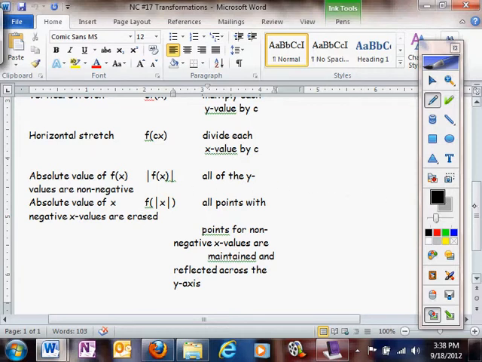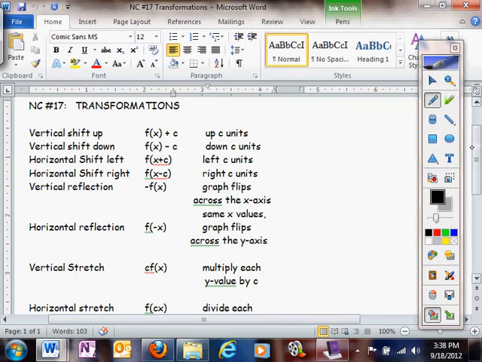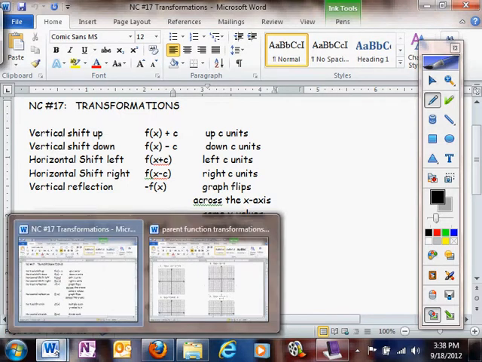Now that was quickly just kind of reading through the note card and talking about it. Not much of that is going to make sense until we actually do an example or two. So what you'll want to do when you're doing your homework, you'll want to be referring back to this note card, making sure you're doing the appropriate transformation. So let's look at an example.